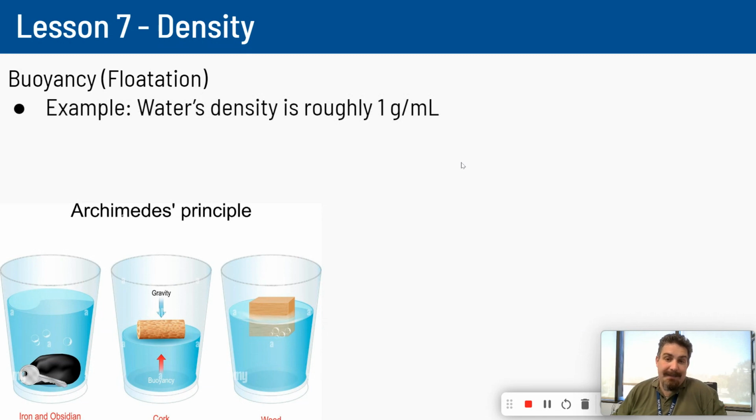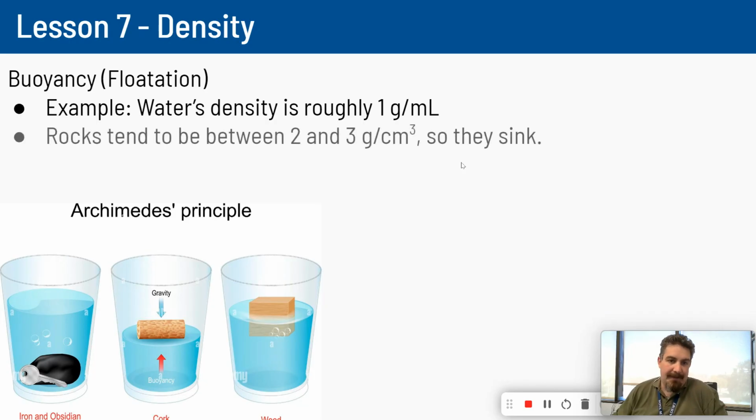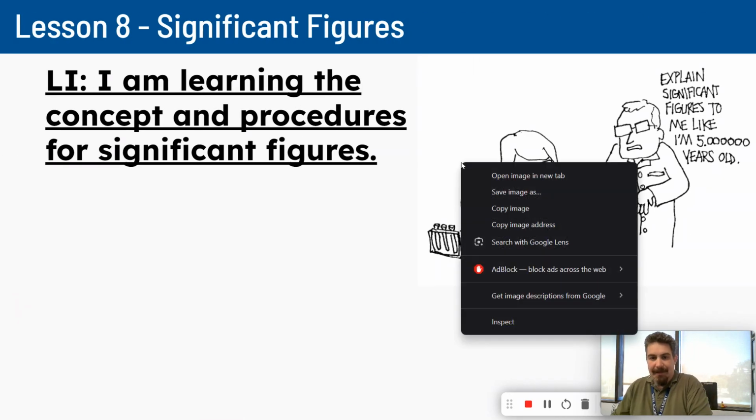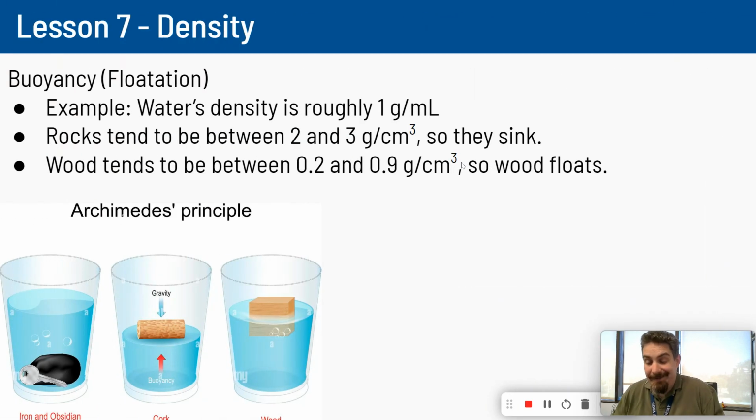Now, water's density is roughly 1 gram per milliliter in normal situations. That's why that works. 1 gram to 1 milliliter, 1 gram to 1 cubic centimeter, and so on. Now, rocks are about 2 to 3 grams, depending on the kind of rock it is. They sink. Wood is about 0.2 to 0.9, which is less than 1. Wood floats. And that is the end of our lesson.